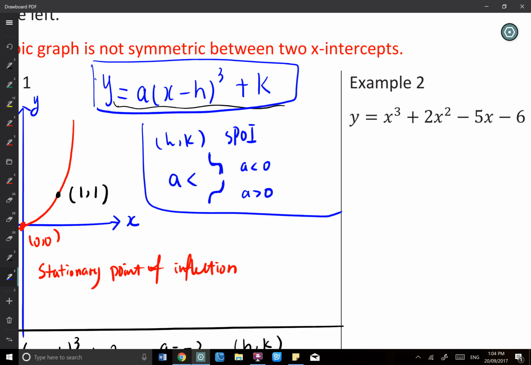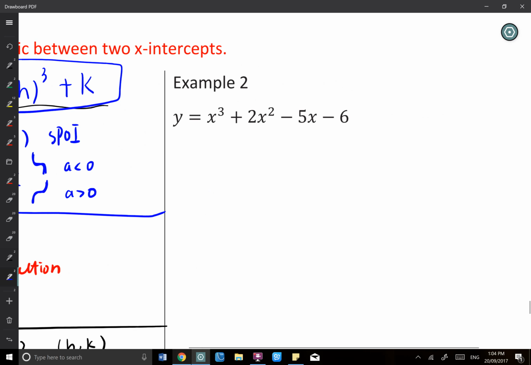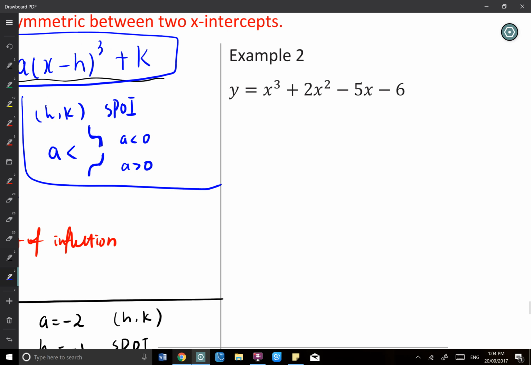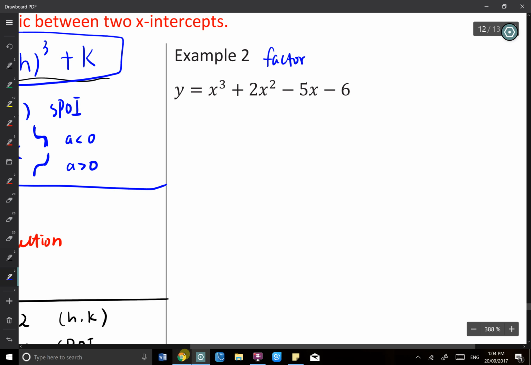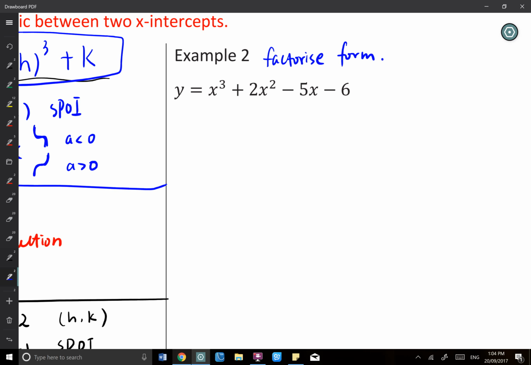So I'm not going to investigate too much on that. I will go to example 2 and tell you how to sketch a general shape, which is called the factorized form. Okay, how do I sketch a factorized form quadratic? So I need to factorize that first.